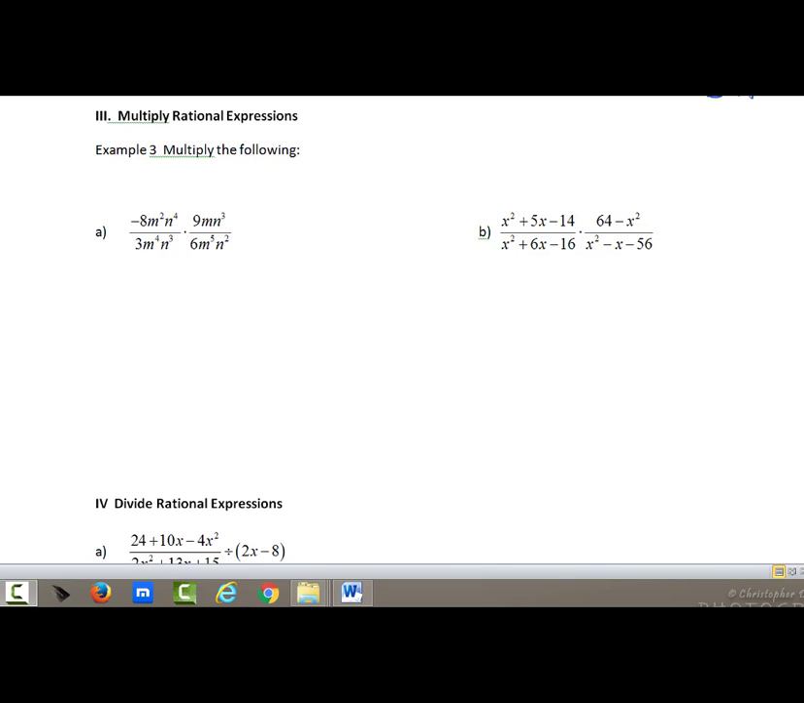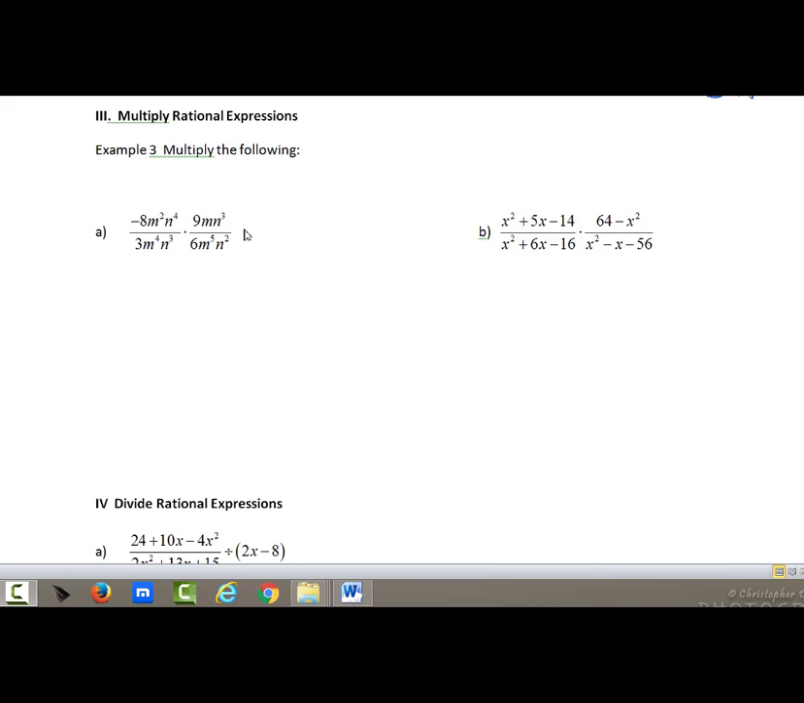All right, in this video, we're going to look at multiplying and dividing rational expressions, and the concept is the same as when you multiply or divide fractions. When you multiply, you want to cancel any common factors before multiplying, and then you just multiply across. When you're dividing, you have to multiply by the reciprocal.